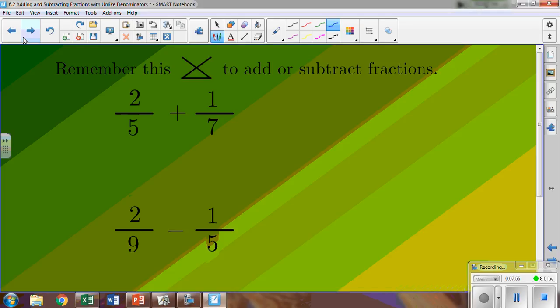The one downside to it, though, is that it tends to create some bigger numbers, so a lot of times you need to simplify at the end. It's really, really common to have to simplify. It's basically just 3 pieces.